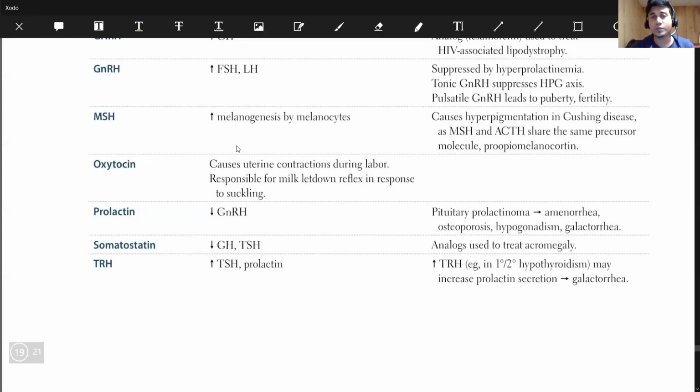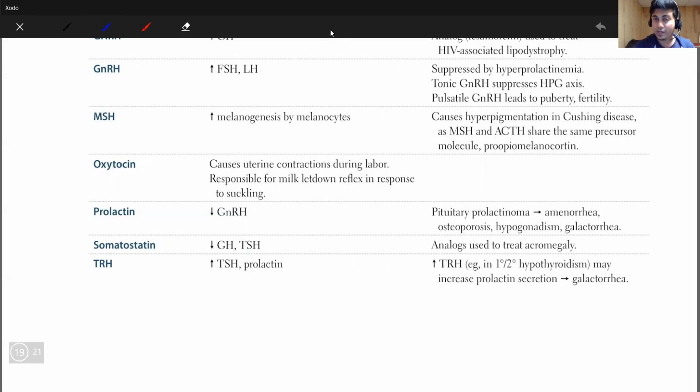Now in Cushing disease, we have more ACTH. And when ACTH is getting generated, there is also generation of MSH, because both ACTH and MSH come from the same precursor called pro-opiomelanocortin. When there is more MSH, it leads to more melanocyte production, which means more melanin, and more melanin means hyperpigmentation. You get hyperpigmentation in Cushing disease.